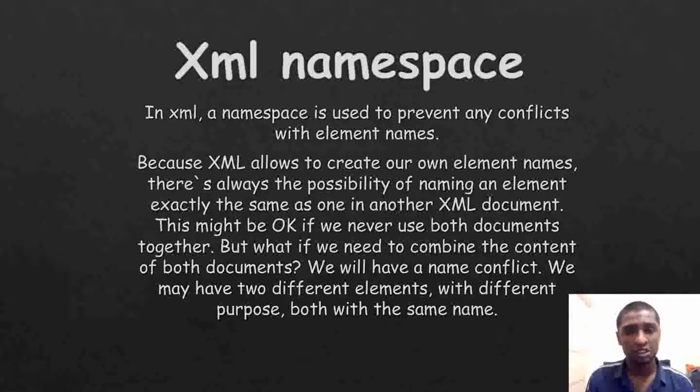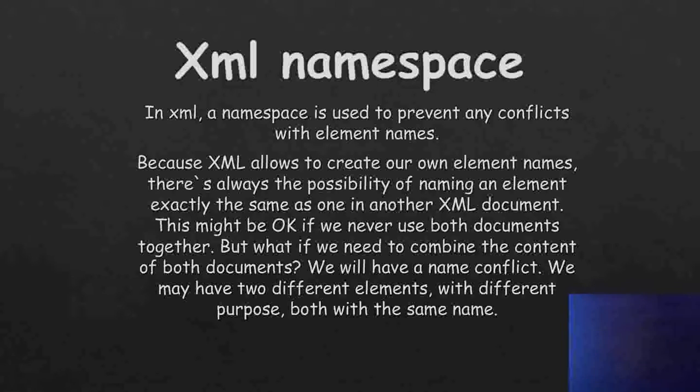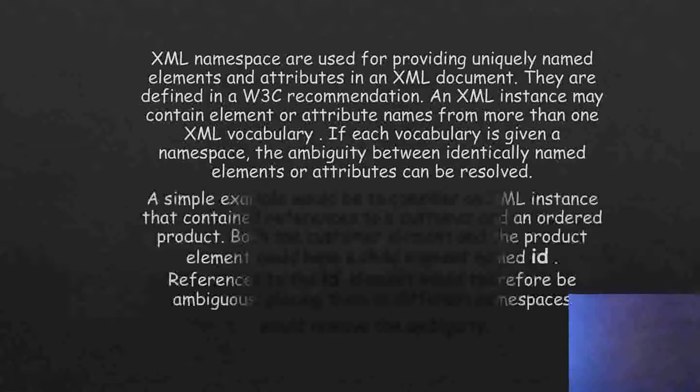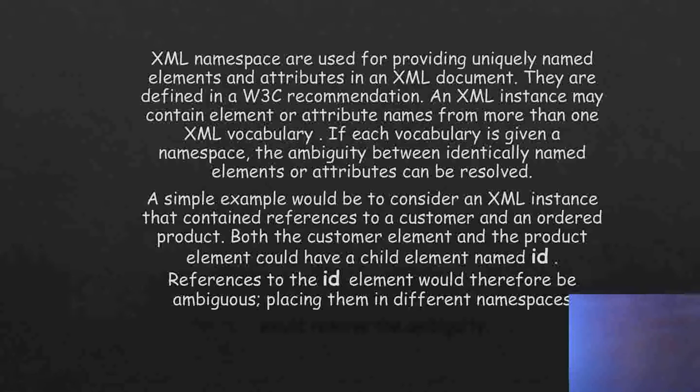But what if we need to combine the content of both documents? We will have a name conflict. We may have two different elements with different purposes, but both with the same name. XML namespaces are used for providing uniquely named elements and attributes in an XML document.